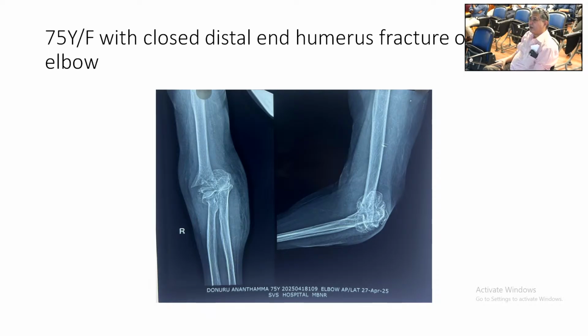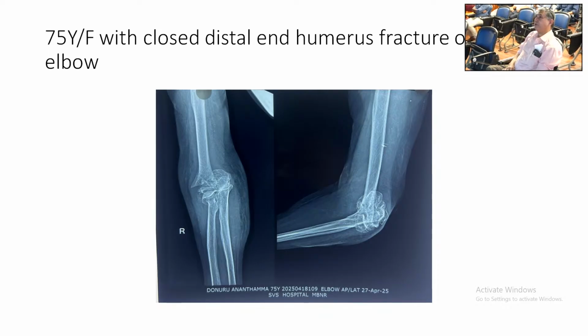What is peak height velocity? Peak height velocity is a better indicator than your Risser sign. Risser sign, chronological age, and minority age are different. So peak height velocity is more important than your Risser sign to indicate your skeletal maturity.